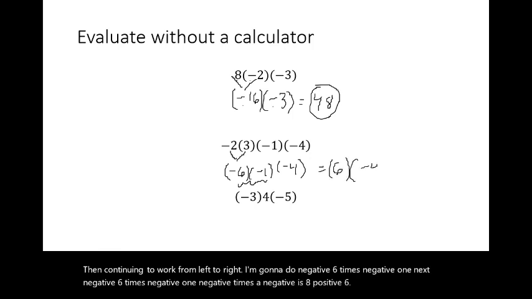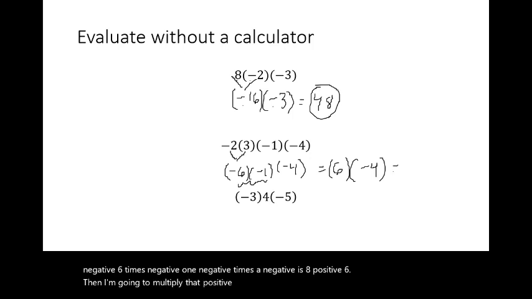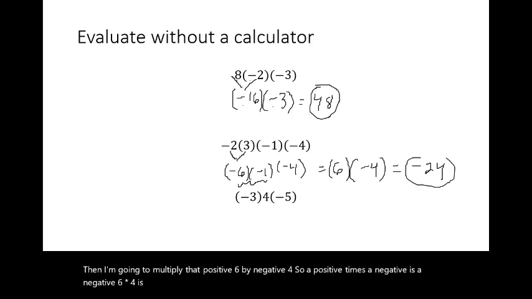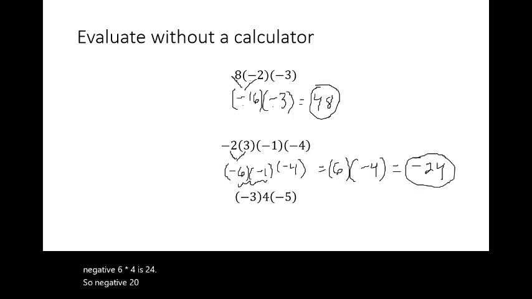Then I'm going to multiply that +6 by -4. So a positive times a negative is a negative. 6 times 4 is 24. So -24 is going to be your final answer.